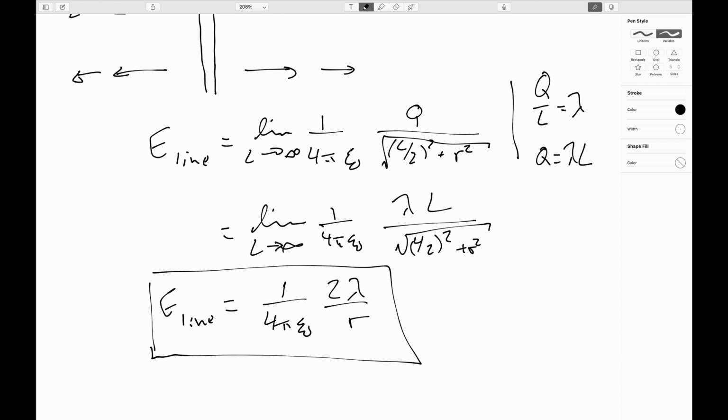Alrighty. In the next video, we will go and take a look at a ring of charge, extending that to a disk, and then eventually to an infinite sheet. Catch you in the next video.